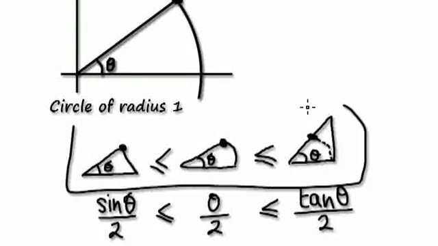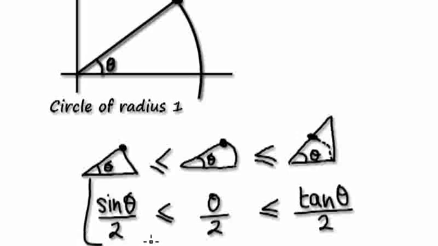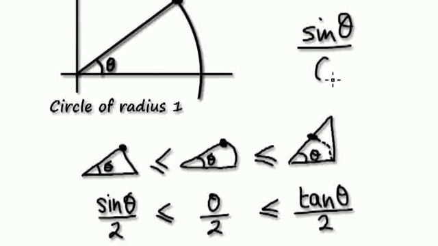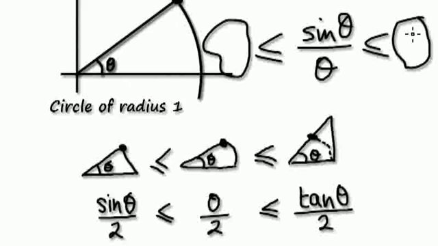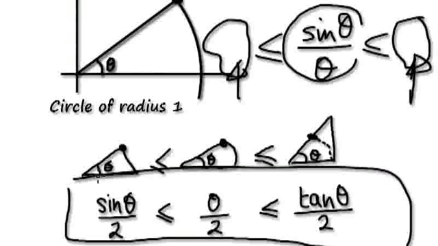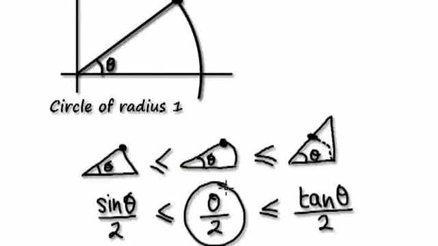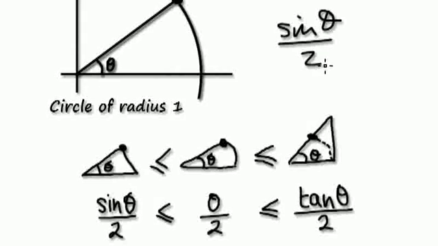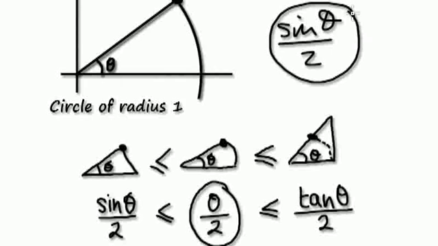Well, once you're here, remember, our aim is to somehow trap sine theta over theta in between two things, and then take the limit of these two things. That's our aim, to somehow, keeping an eye on this bit here, get this bit here to sine theta over theta.